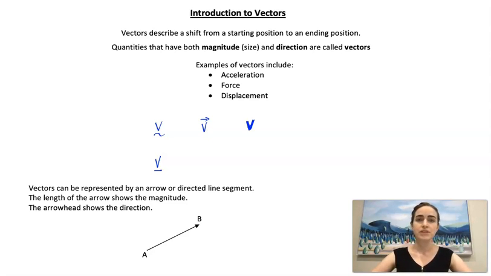A vector can be represented by an arrow or a directed line segment. So it starts at A and it's moving in this direction to B. The length of the arrow shows us its magnitude and the arrowhead shows us which direction it's going. If we had a vector like this, we could also call it AB, and we draw the arrow across the top. Now, the order of the letters does matter. It's going from A to B. If it was going the other direction, if the arrowhead was on this end, not that one, then our vector would be BA with the arrow across it.